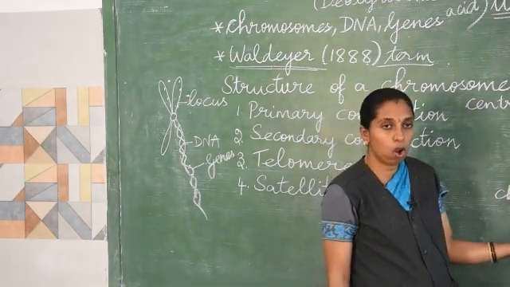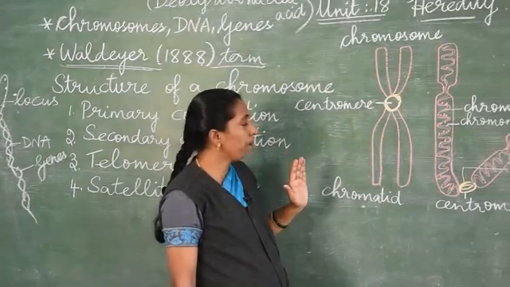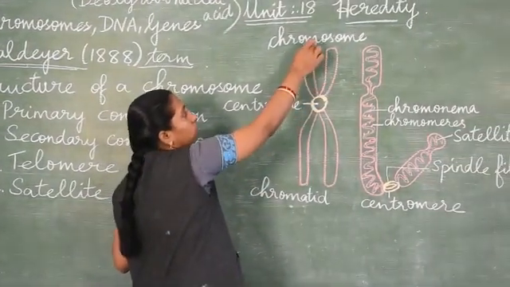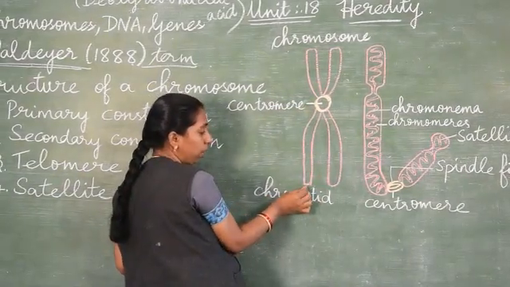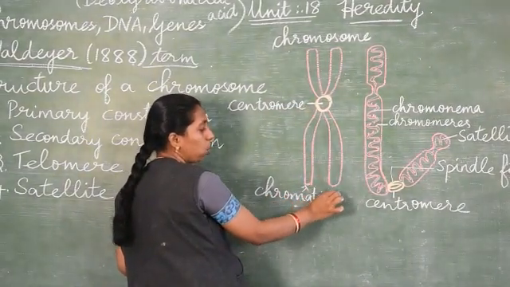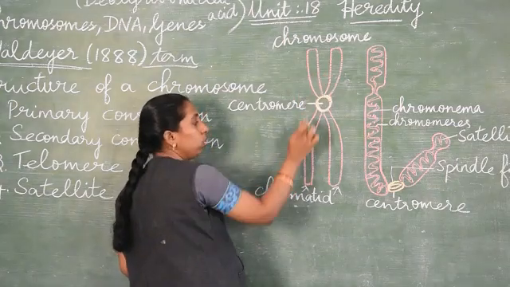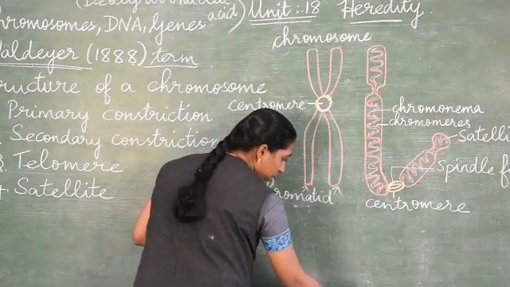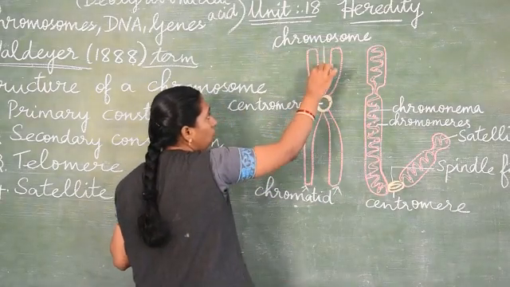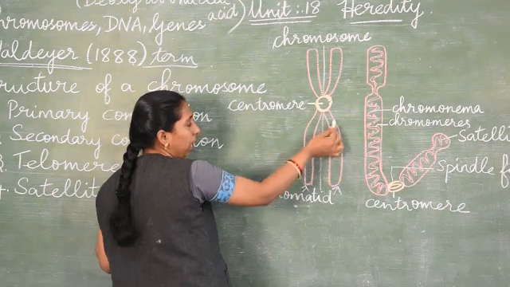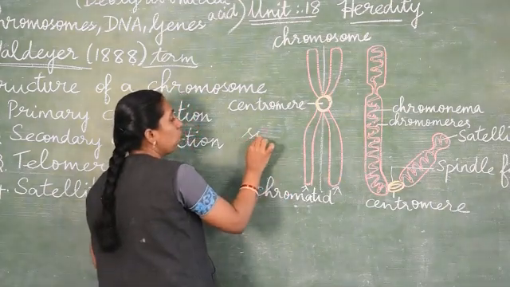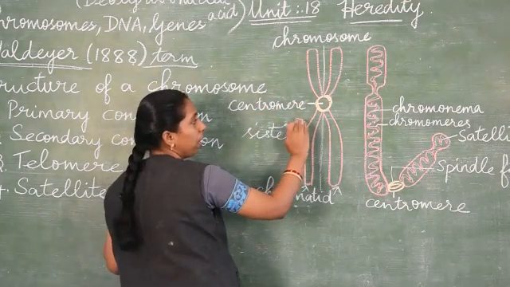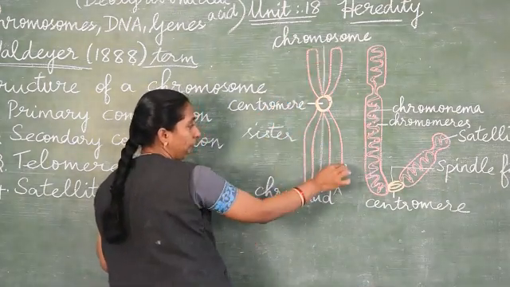So here I have drawn the structure of a chromosome. Here the chromosome has 2 sister chromatids. Each individual structure is called a chromatid: 1, 2, 3, 4 chromatids. And if it is separated, if I draw a line like this and it is separated, it is called a sister chromatid. Sister chromatid means everything will be similar.